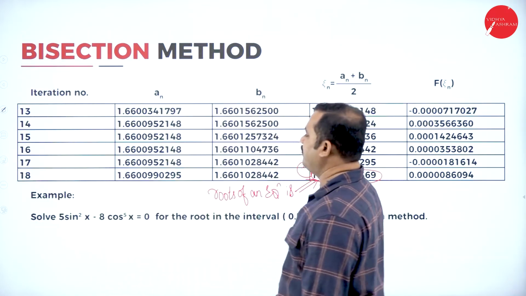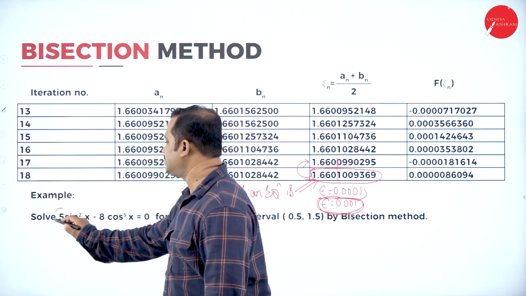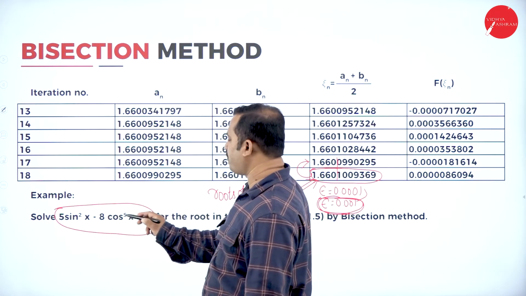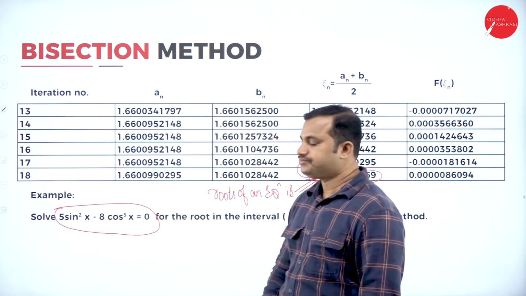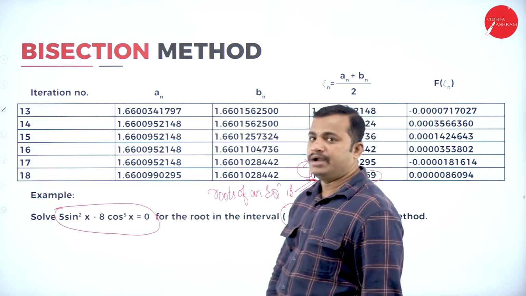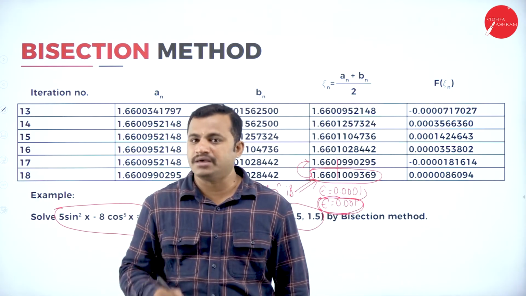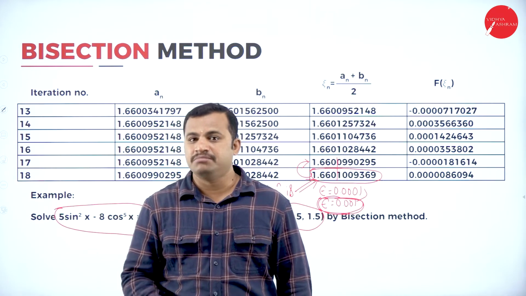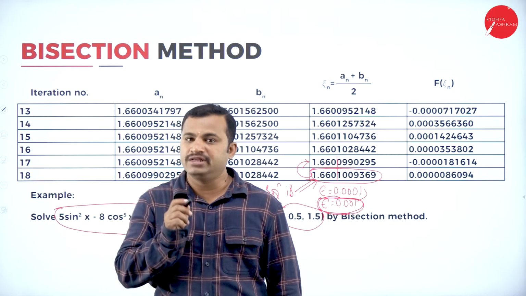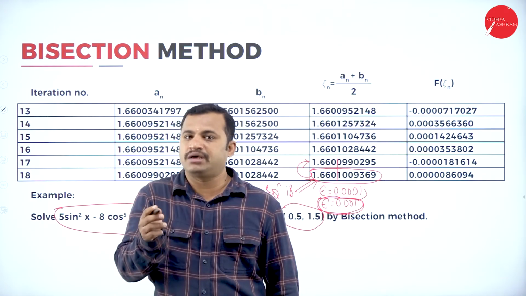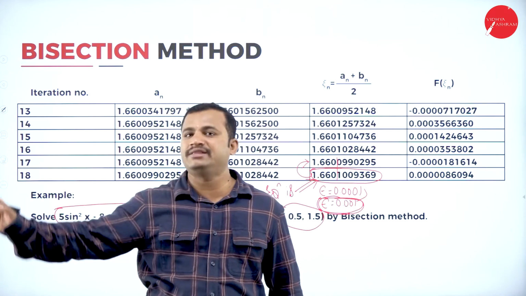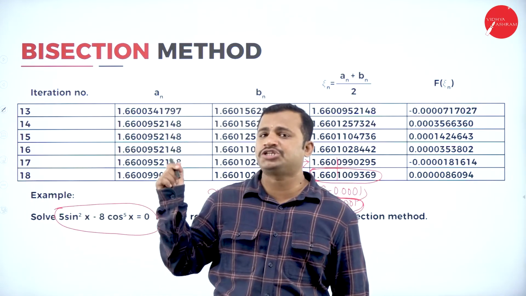Similarly, we have one more function, that is sine square x minus 8 cos to the power of 5x equal to 0 in the interval 0.5 and 1.5. My dear students, of course, I know I am stating all these things with a slide, but the thing is, you have to solve all these questions within 5 to 6 minutes, or sometimes a maximum of 7 to 8 minutes. You cannot take more than that time to solve any bisection method.